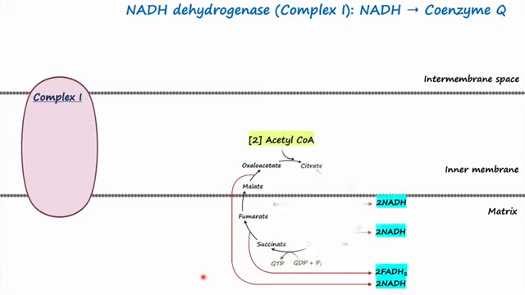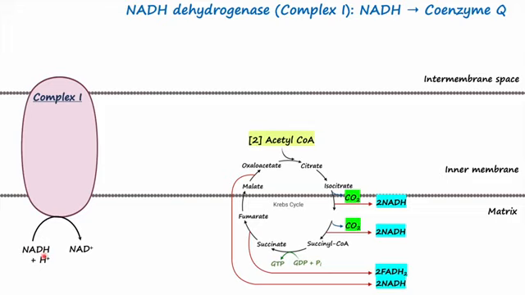So I would like to remind you again that acetyl coenzyme A is oxidized into carbon dioxide through the TCA cycle, and during the process the electrons which are liberated are passed on to coenzymes, and these coenzymes are then reduced to NADH and FADH2. So the electrons are actually carried by NADH and FADH2. So you know where the electrons are coming from.